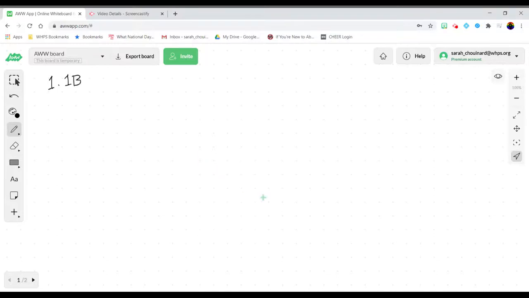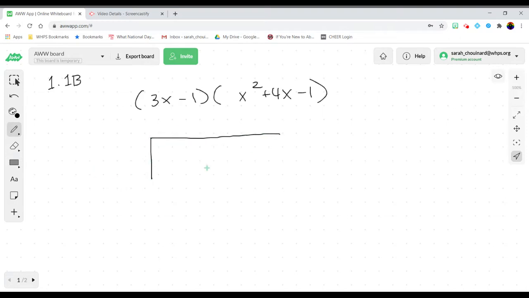All right, so we're continuing 1.1b by doing just some more complicated examples. So the first example I would like to use is 3x minus 1 times x squared plus 4x minus 1. So again, we have a polynomial times a polynomial, but this time it's a binomial times a trinomial. So for me, I personally like to do box method. I think it just keeps me organized, but feel free to use the distributive property, aka Mailman method.